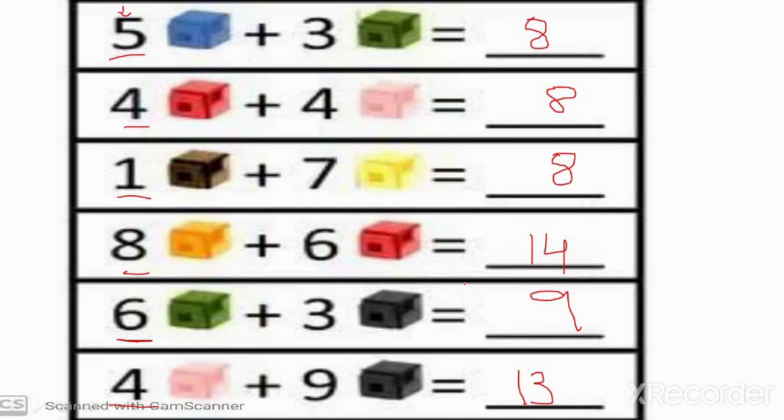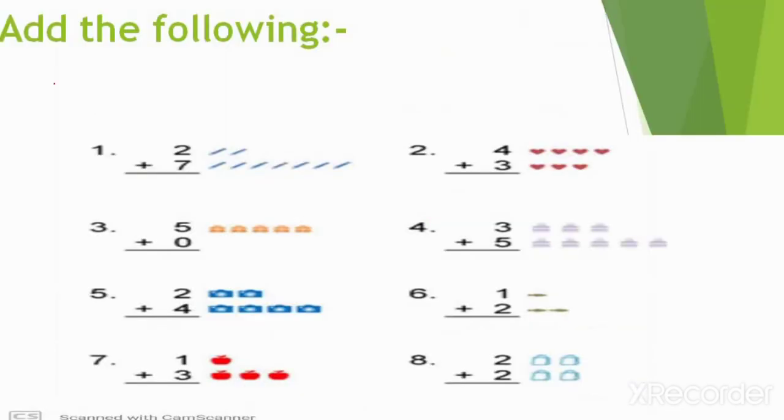This trick will help you to make oral counting. Add the following. We have to add this sum. Look, here we have the figures also. 2 plus 7. We have 2 objects already, by adding 7 more to it. 3, 4, 5, 6, 7, 8 and 9. We get number 9.